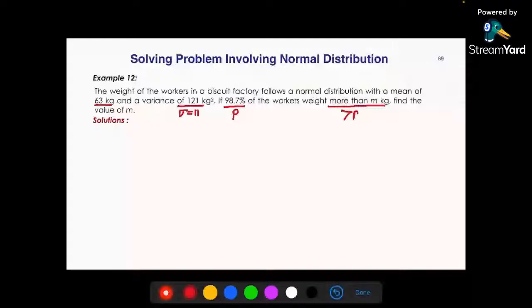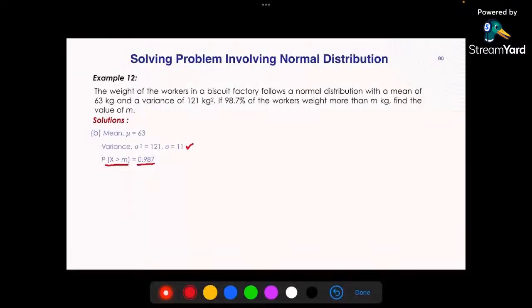Okay, how to write it properly like this. Mean 63. Variance yang ini, so that dia punya sigma will be 11. So P, this is X more than M, adalah probability adalah 0.987. Okay, now what we do is we standardize it. Standardize, instead of X dia jadi Z. So M minus 63 over 11 equals to 0.987. Next, kita sketch the graph.